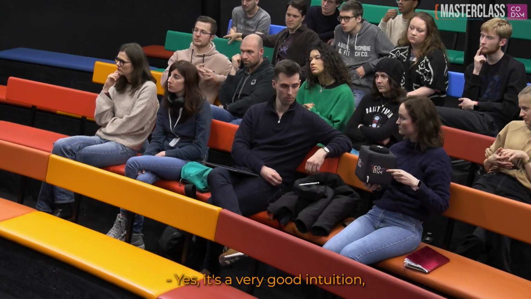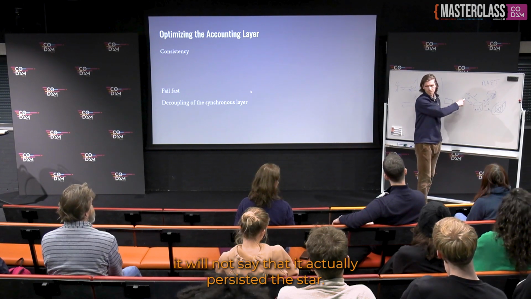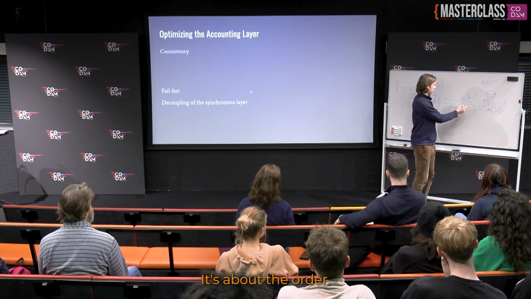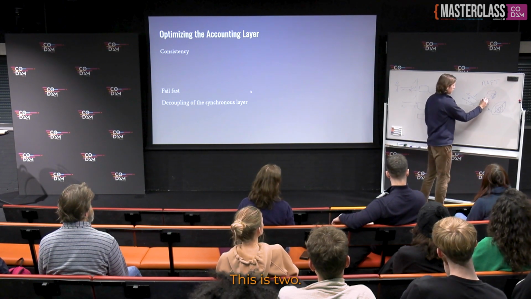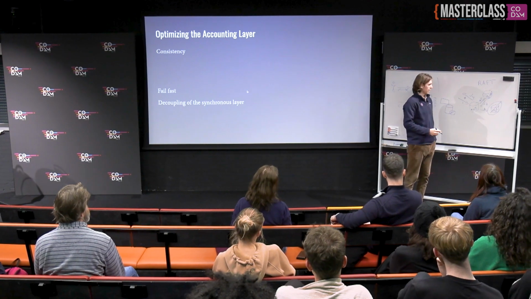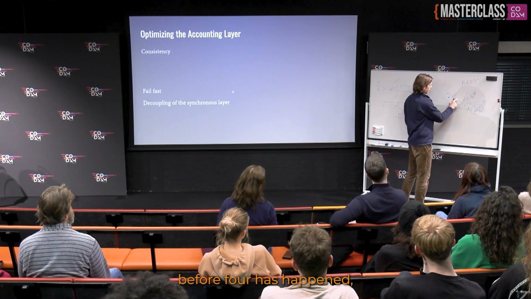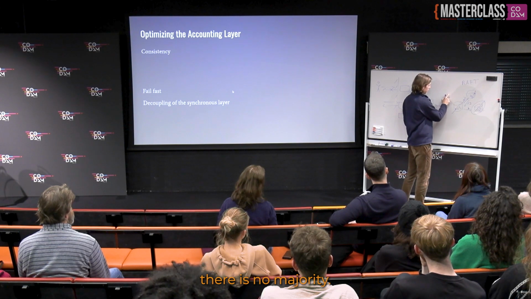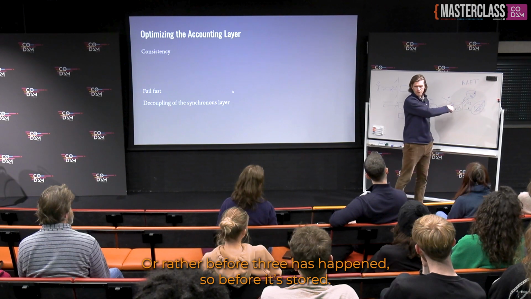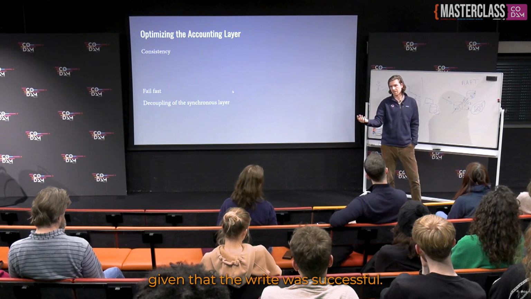Yes, it's a very good intuition. But if this one goes down before it receives the response, it will not say that it actually persisted the star. Right? It's about the order. So this is 1, this is 2, this is 3, this is 4. If this one goes down before 4 has happened, or rather before 3 has happened or before it's stored, there's no majority, but there's also no reply given that the write was successful.